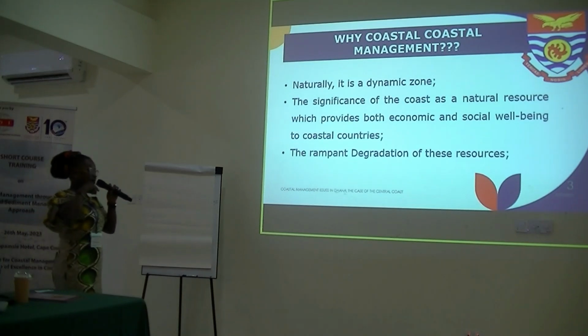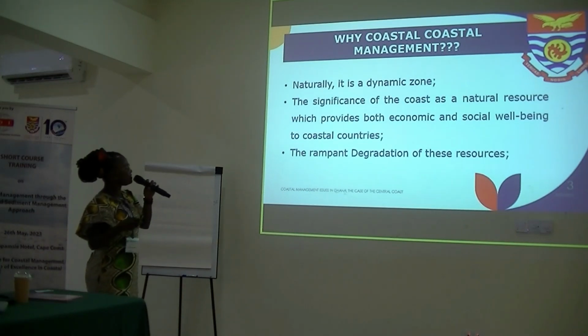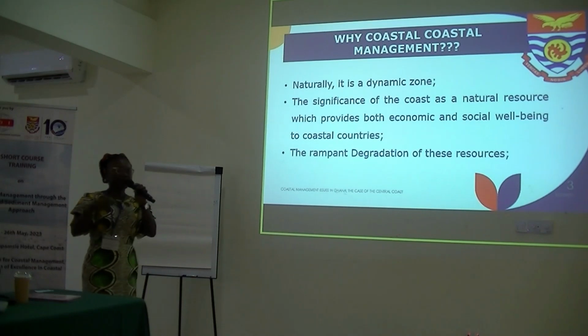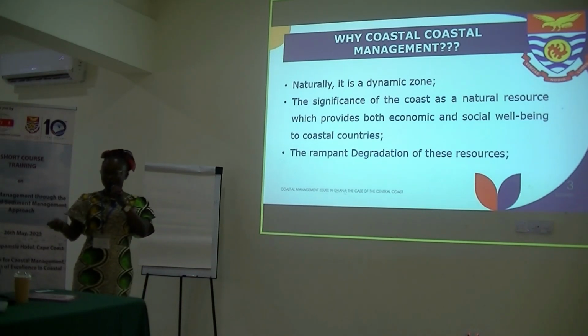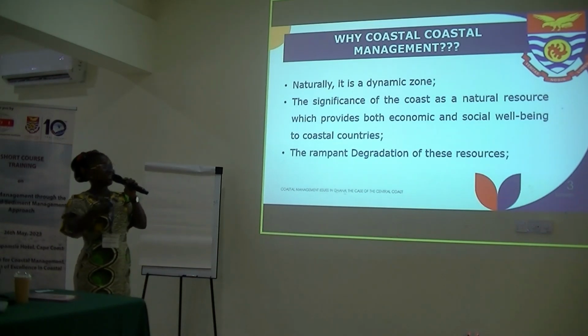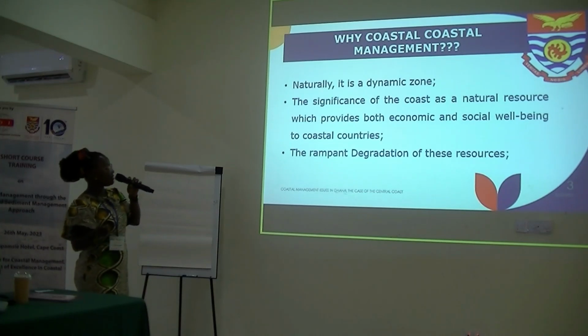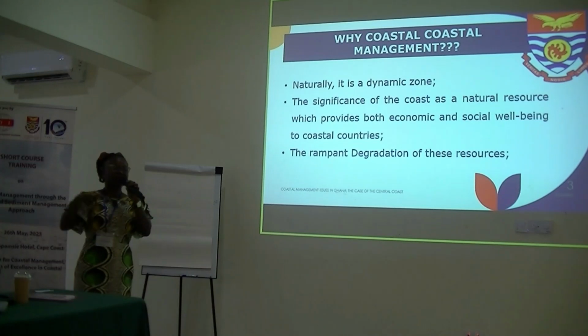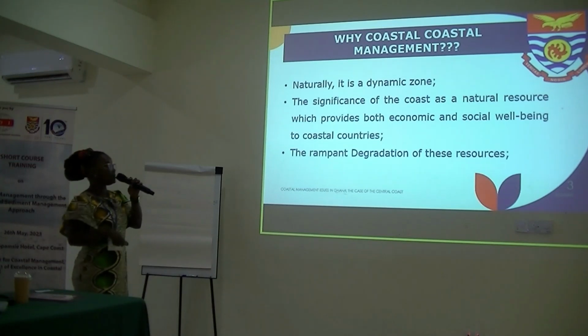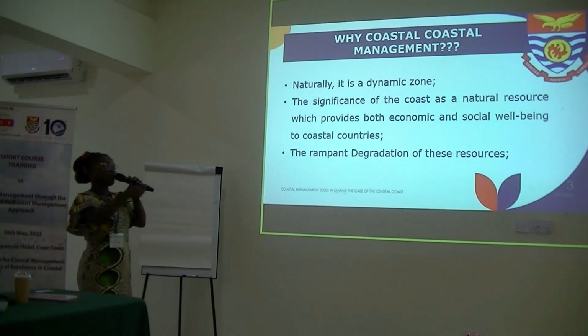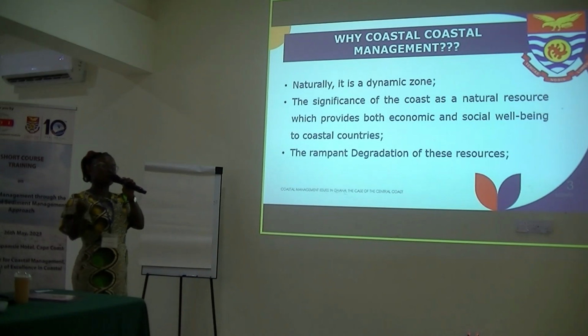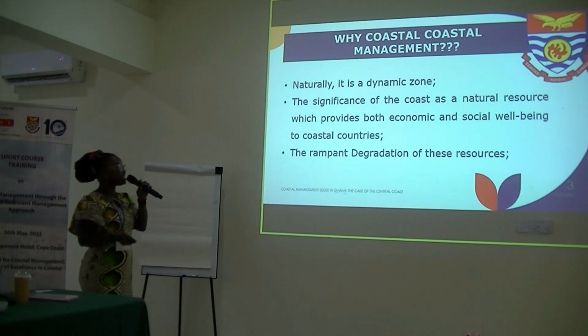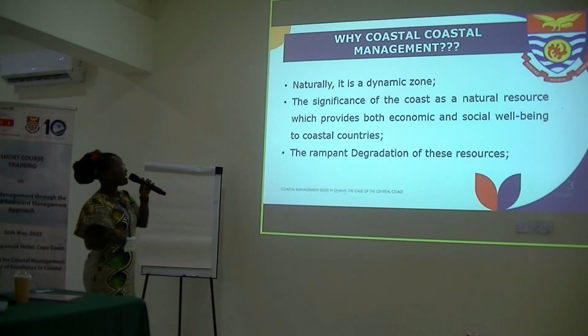Now, from the natural perspective, the coastal zone is just a dynamic zone because of the location of this particular area. Because of its location, we have the atmosphere, climate affecting it, we have the lithosphere or the land areas affecting it, then we also have water bodies affecting it. Because of all these effects, it makes the coastal zone very, very dynamic.